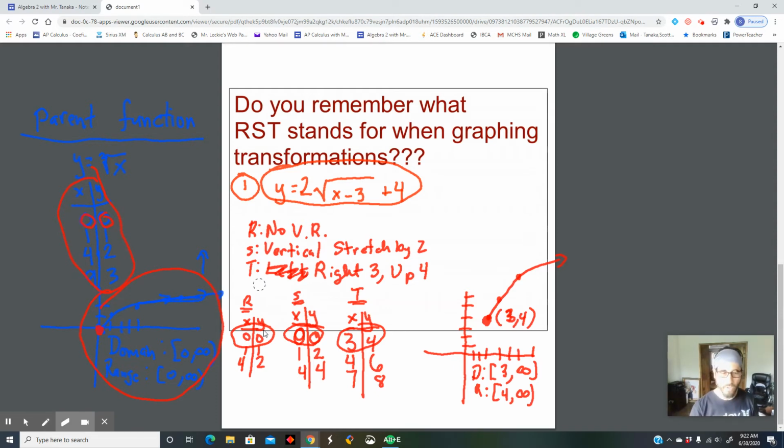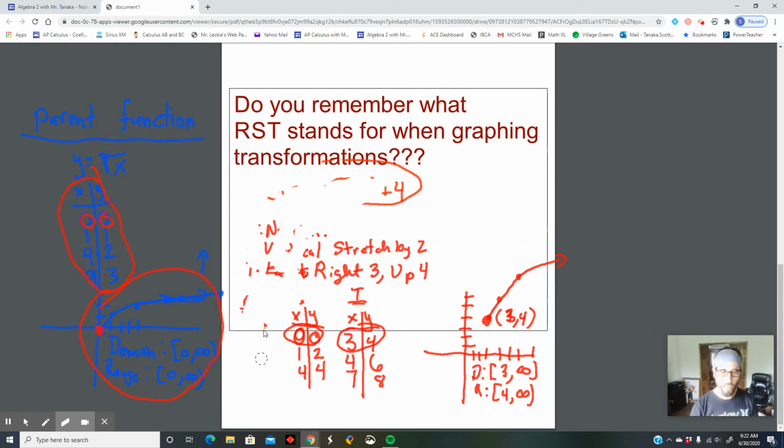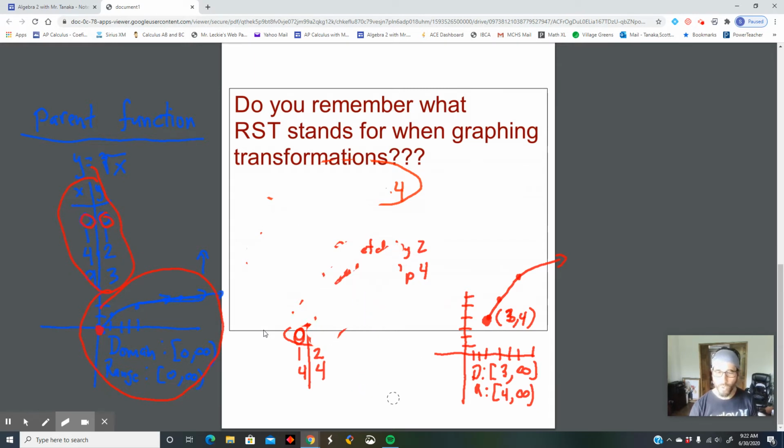Now, I definitely do not want to erase all of this because I want my parent function there. We're going to do one more together, and then we call it a day. That's chapter 5. Make sure you're reviewing like crazy.